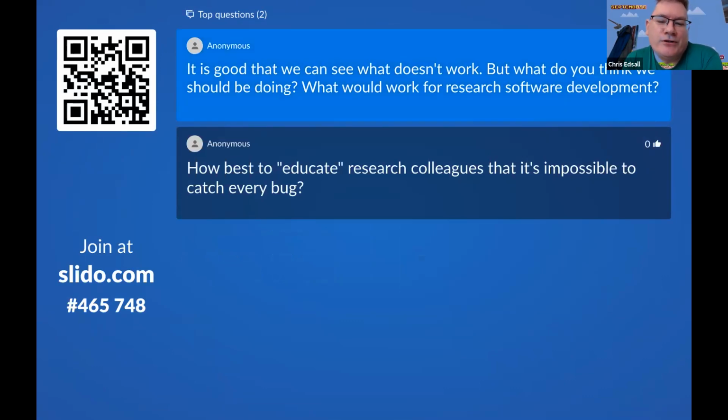What would work for research software development? Yeah, that is the central question that I raised at the end, isn't it? They evidently work to some extent because these companies still exist and they persist, but they don't necessarily reflect the best way to develop software. They represent a satisfactory way to develop software.